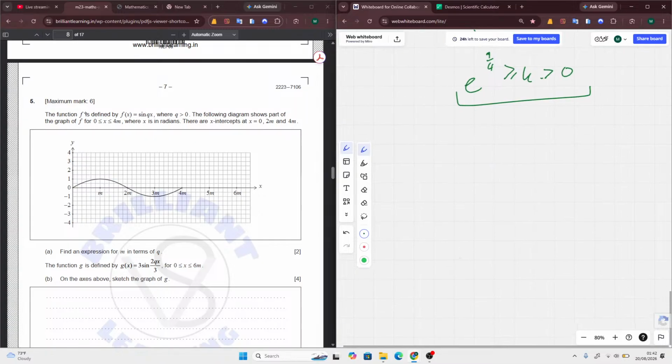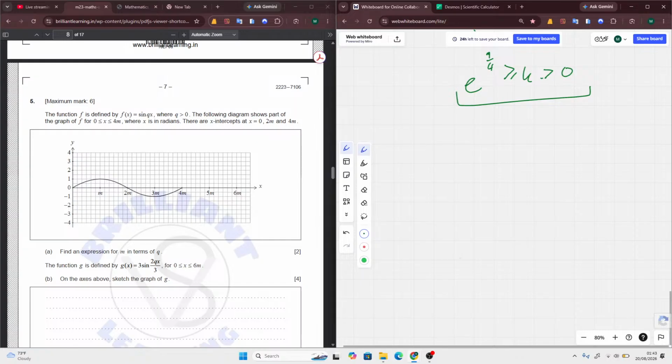All right, so the function f is defined by f of x is sine qx, where q is greater than 0. The following diagram shows parts of the graph for f, 0 to 4m, where x is in radians. There are x-intercepts 0, 2m, and 4m. Okay, cool. Find an expression for m in terms of q.